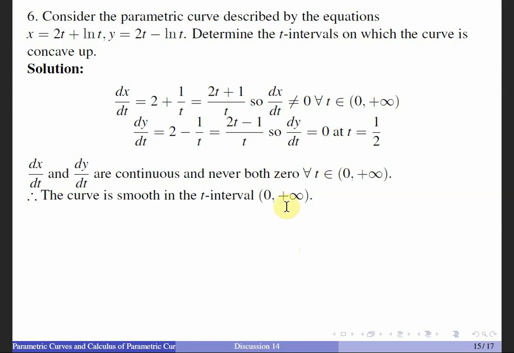Now let's compute the first derivative, dy over dx. That's dy over dt over dx over dt. So you have 2t minus 1 all over t, over 2t plus 1 all over t.